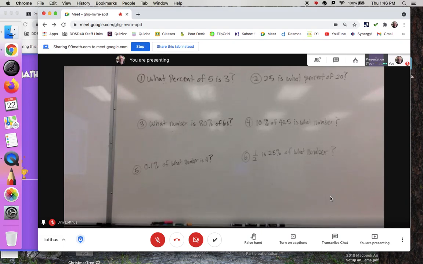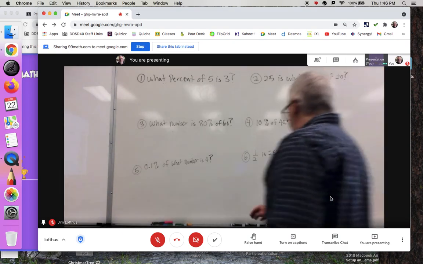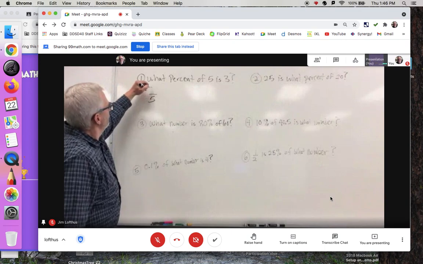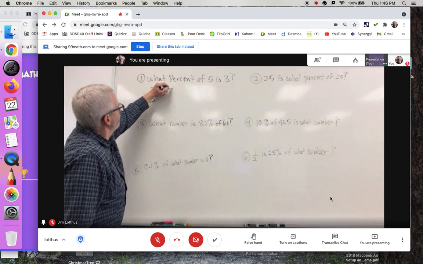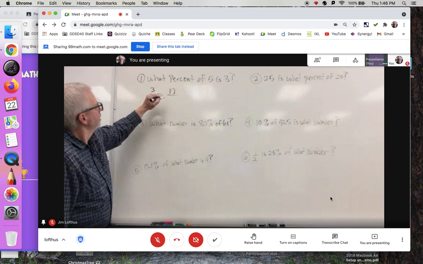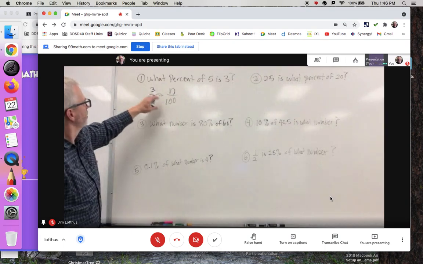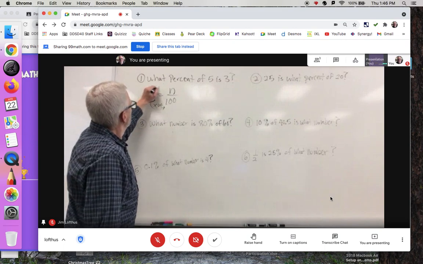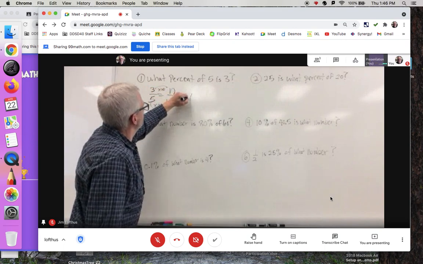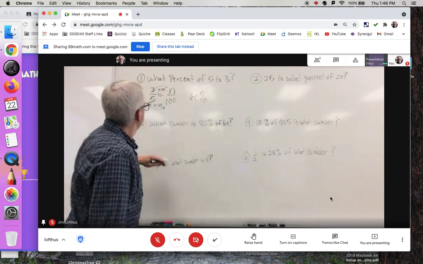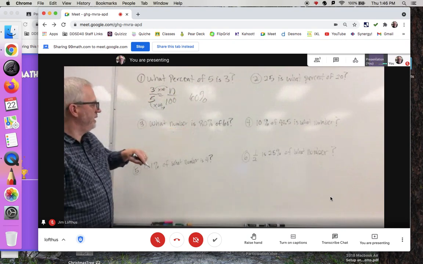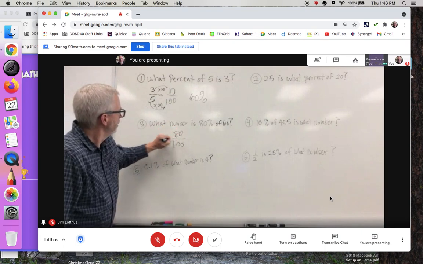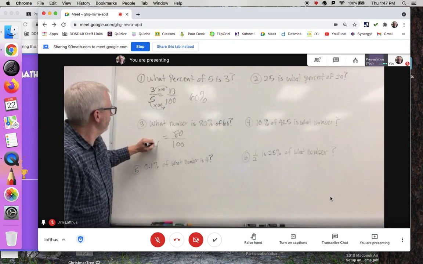Okay. So, what percent of 5 is 3? Of 5 is 3. What percent? That's the setup. I can do a multiplier on this times 20 times 20, so 60%. What number is 80% of 60? So 80% of the 60 goes right here.